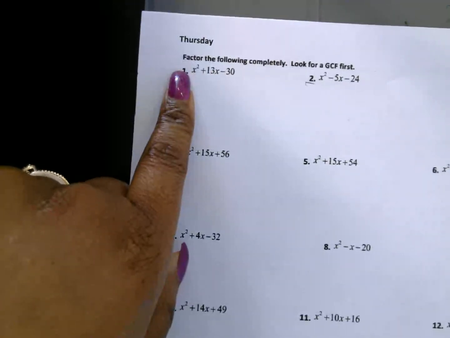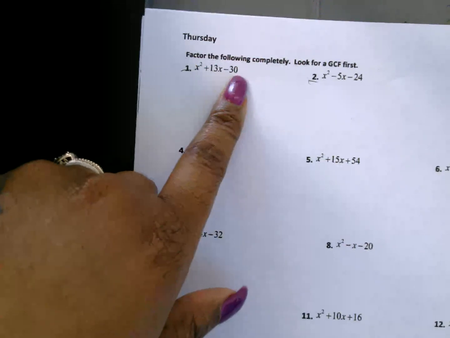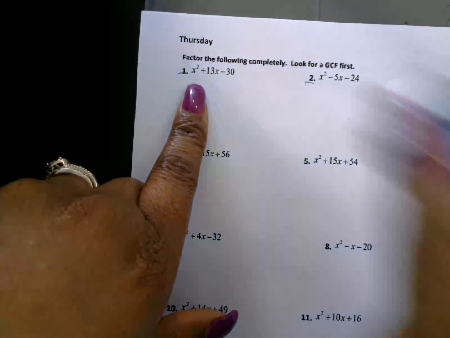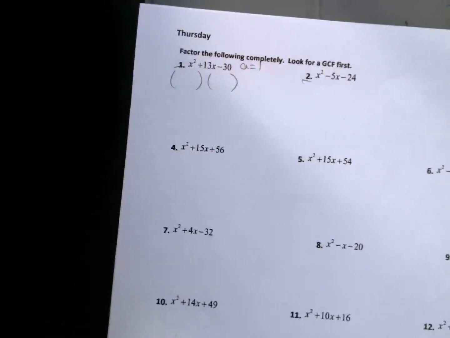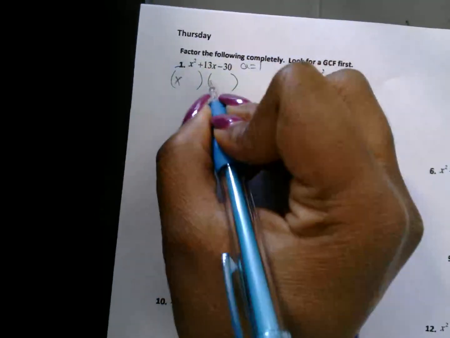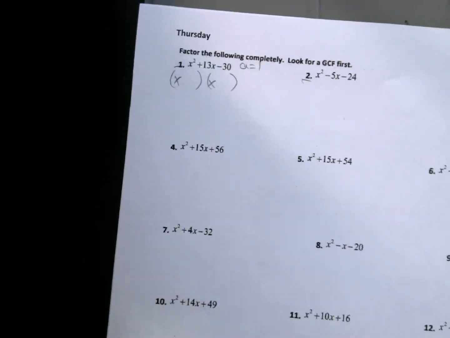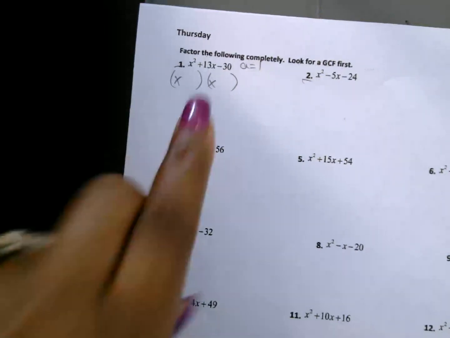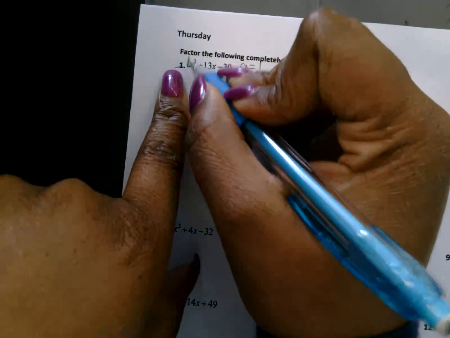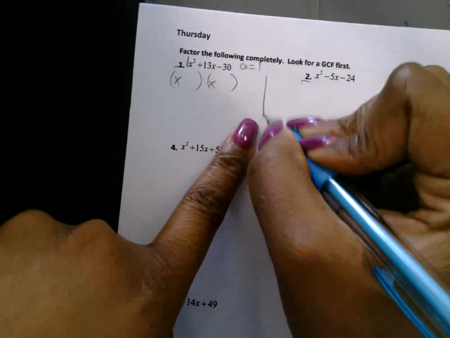Look at this one right here. There is no GCF for all three terms. A here is equal to 1, so automatically assume that it's going to be two binomials. Do y'all understand that part? You're going to put X in each, okay? X in each parentheses.